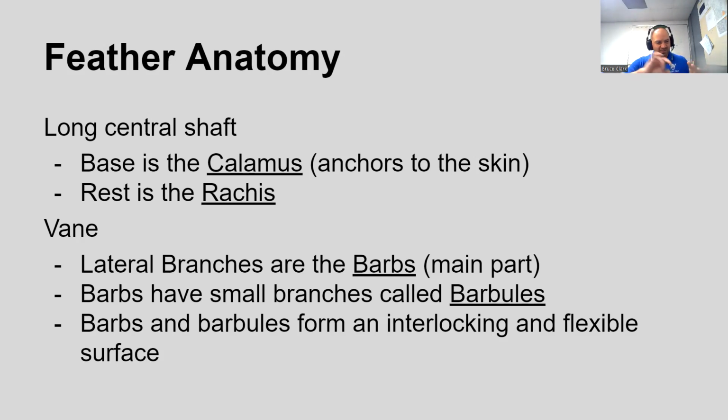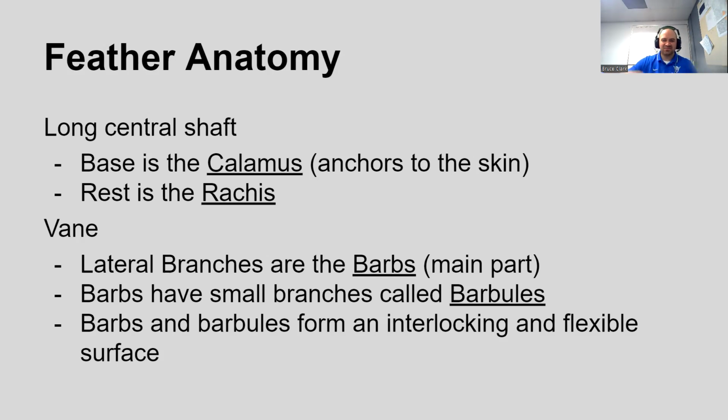They have a long central shaft. So every feather has this long central shaft. Think about a quill for writing in the old days. There it is. The base is the calamus, the pointy end. That's going to be what anchors into the skin. And then the rest is the rachis going out. The veins of the feathers, or the actual feather part, are the lateral branches or barbs. So those are the main part.